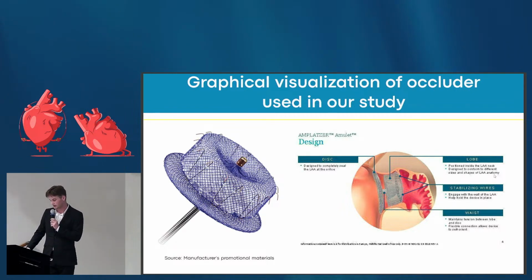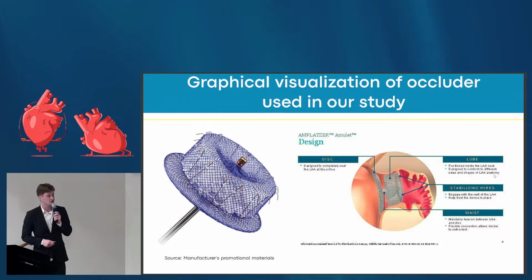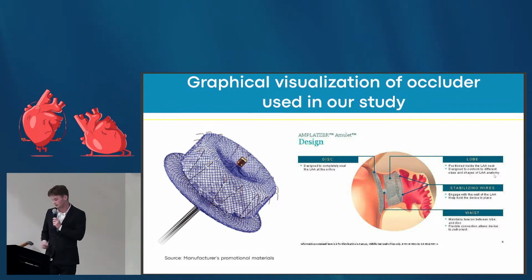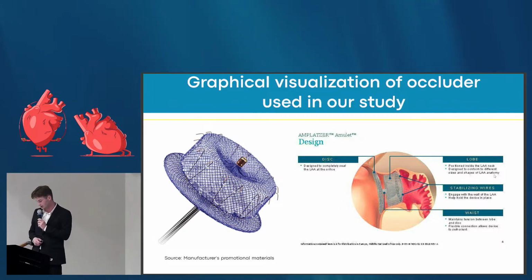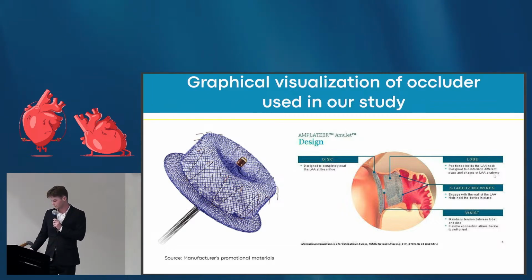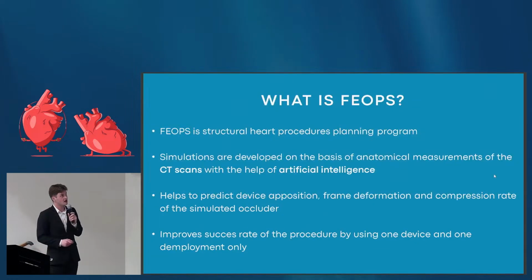It's the Amplatzer Amulet. As you can see, it's built out of 3 main parts: the disc that completely seals the ostium of the left atrial appendage, the lobe that fixates the device in the appendage, and the waist that maintains the tension between the 2 parts.